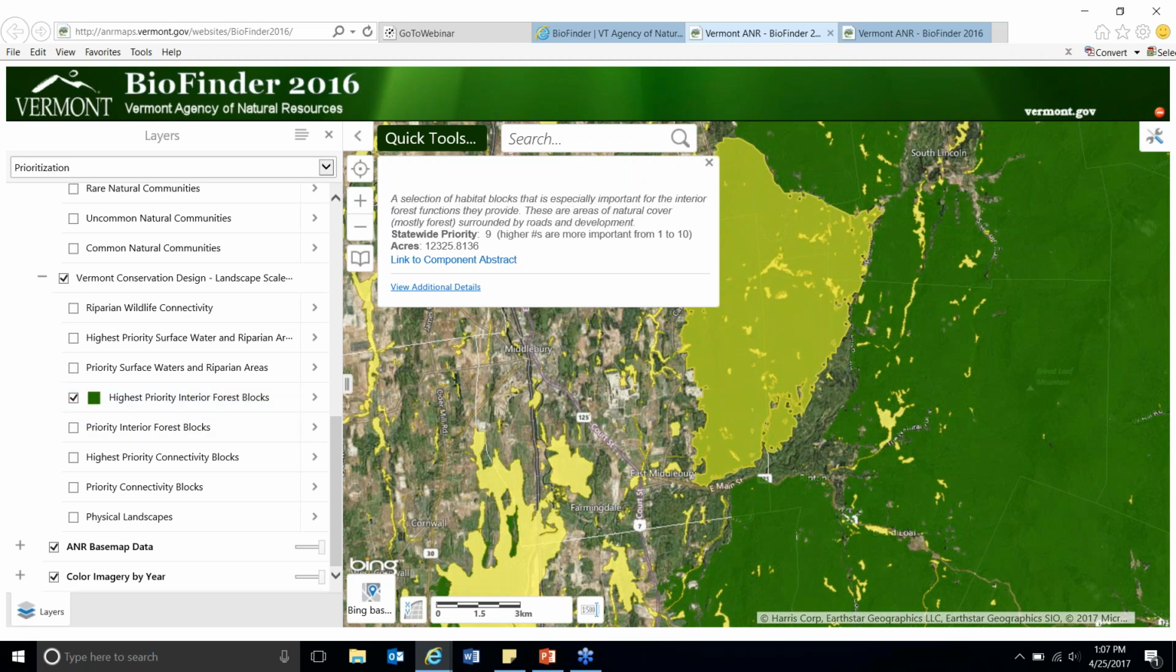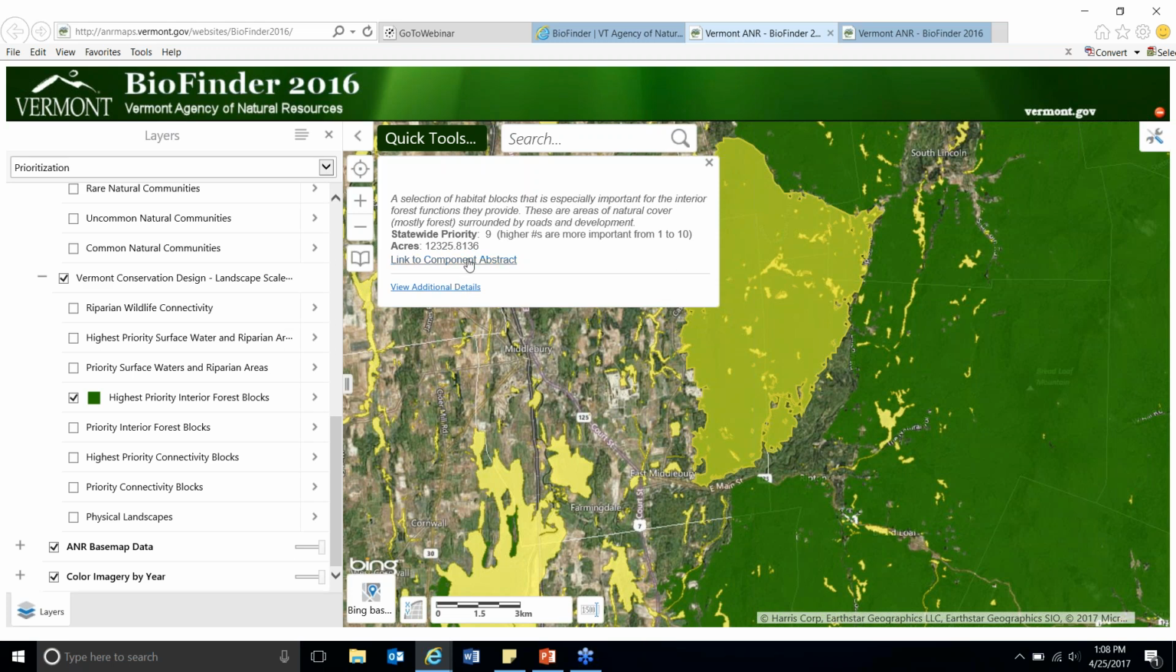But it gives you additional information too. It tells you that it's a statewide priority on a scale from 1 to 10, it's a number 9. So in terms of assessing priority, this is considered pretty high priority, this forest block. And it also gives you the acreage of that block.